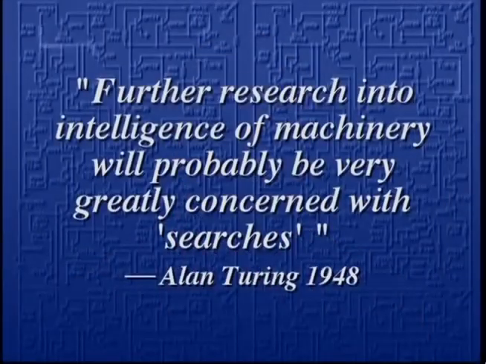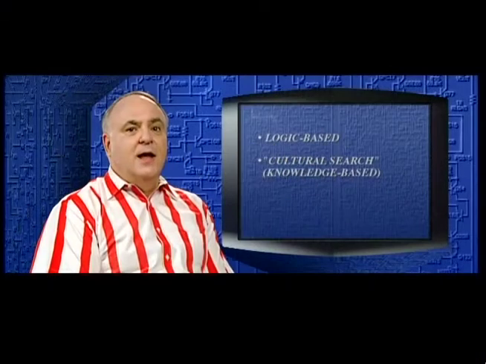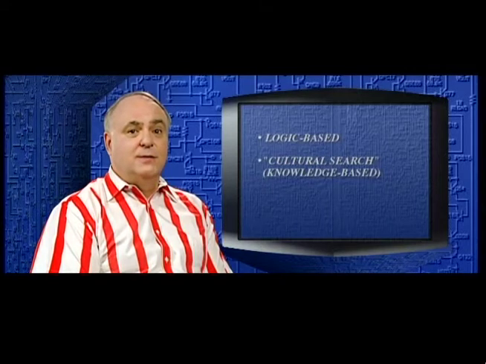In his 1948 essay, Intelligent Machines, Turing predicted that search would be important in machine intelligence and identified 3 specific ways to achieve machine intelligence. Turing's first approach was, not surprisingly, based on logic. The second approach that Turing specifically identified was what he called a cultural search that employed knowledge and expertise in a manner similar to what we now call knowledge-based systems.